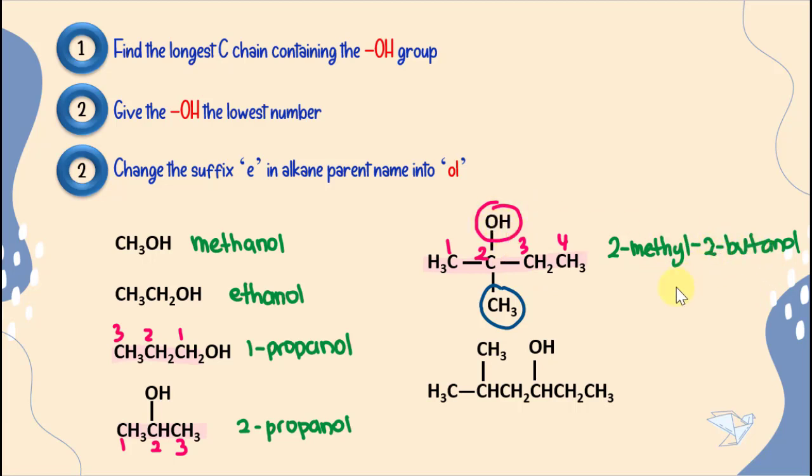For the last example here, this is our longest carbon chain. It doesn't matter either, this one or this one is the same. Since this is our OH group, it is near to the right end, so we are going to number it from right to left: 3, 4, 5, 6. Also here we can see we only have one methyl group attached to the fifth carbon. So the IUPAC name for this structure is going to be 5-methyl-3-hexanol, because the methyl is on the fifth carbon, the longest carbon chain is 6, and the OH group is on the third carbon.